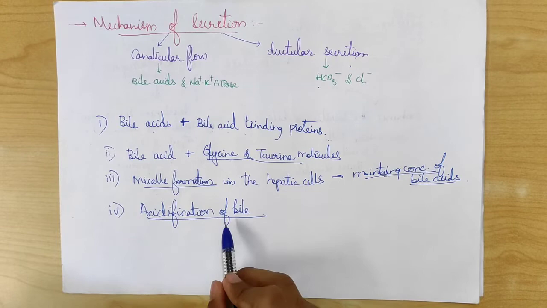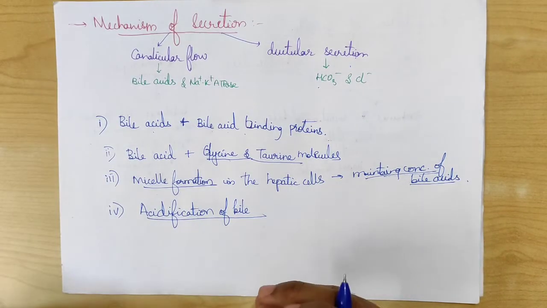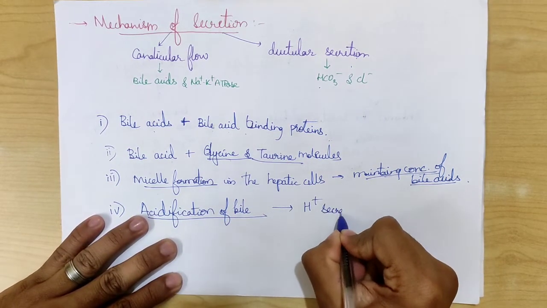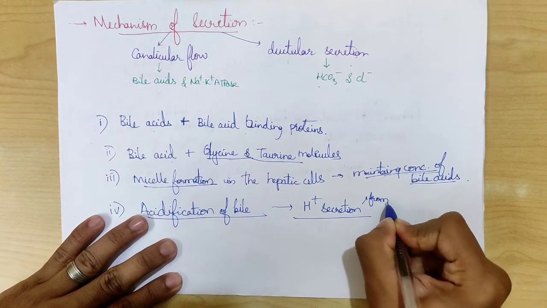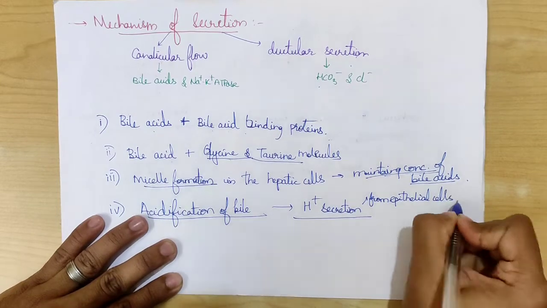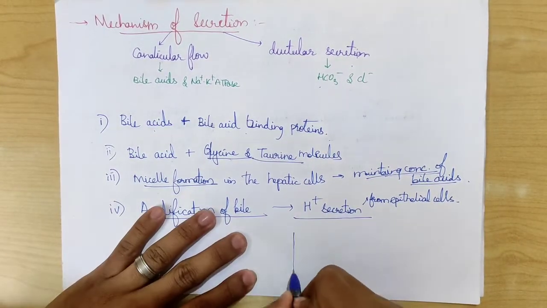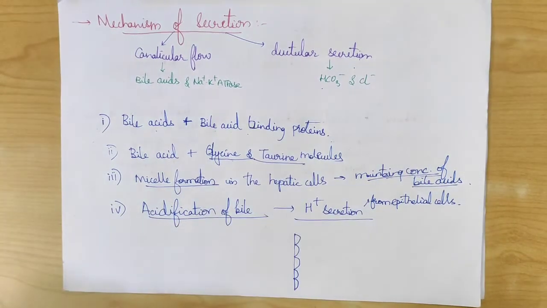So how does this acidification of bile take place? This is due to the H plus secretion from the epithelial cells. So how is this H plus secreted from the epithelial cells? So imagine this as the epithelial cells in the gallbladder.